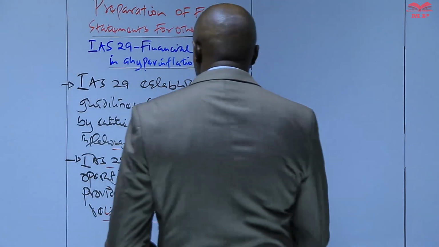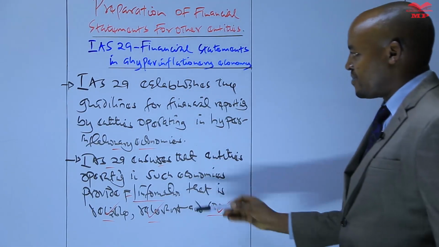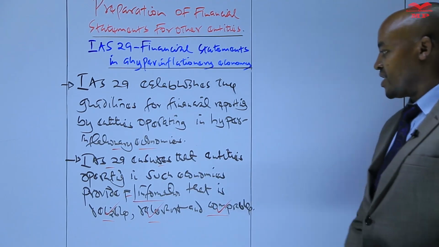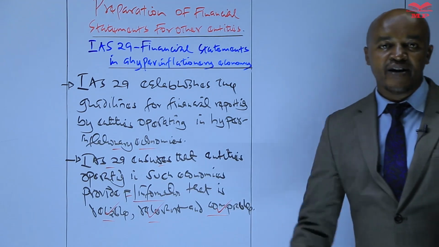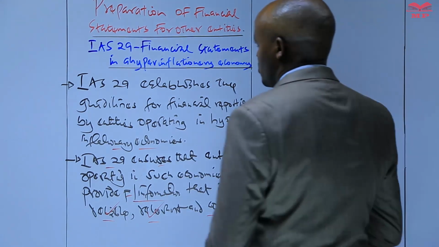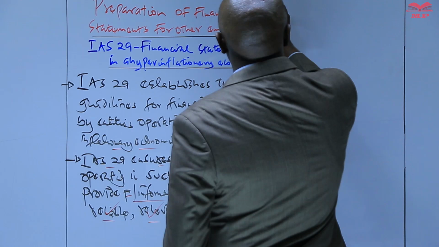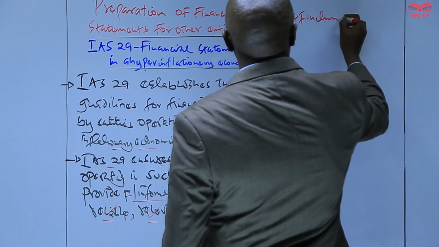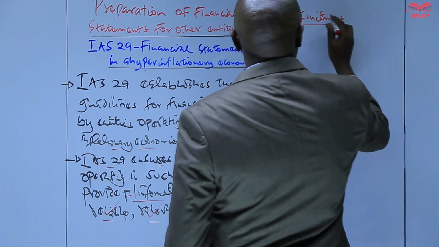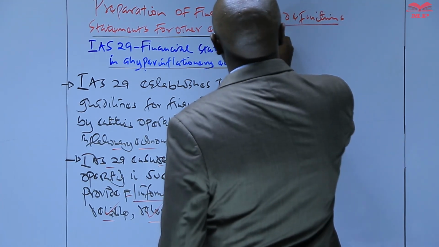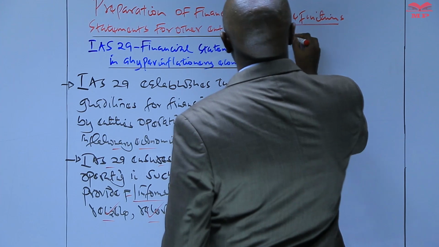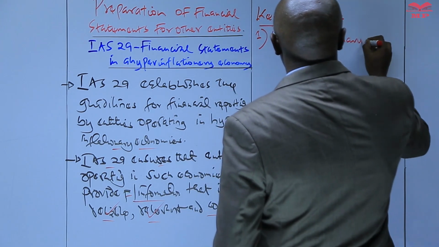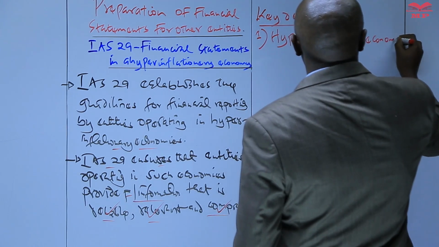So in this case, there are some key terms we need to define here, which I've already mentioned. We need to define what is a hyperinflationary economy, and also another term we have mentioned, the functional currency. So let's look at those key definitions. The first term we need to define is hyperinflationary economy.